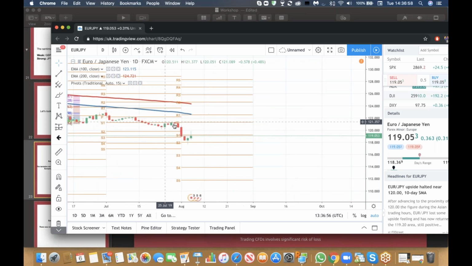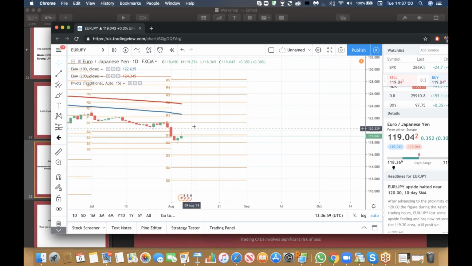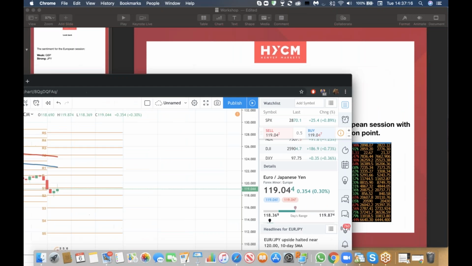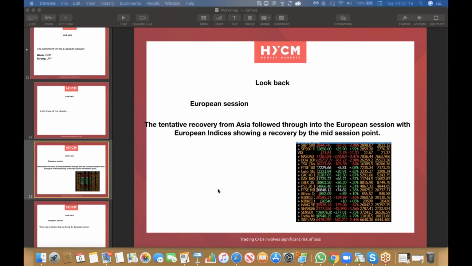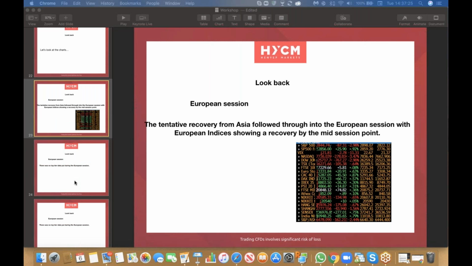So going forward, if we got a retracement up to this level, I'll be very interested in selling from here, and just putting your stop above the 123 handle, which is above the next resistance point. So that's a level where I expect to see sellers on a retracement up to there. So again, it's a tentative recovery. That tentative recovery from Asia has continued, but it is tentative.